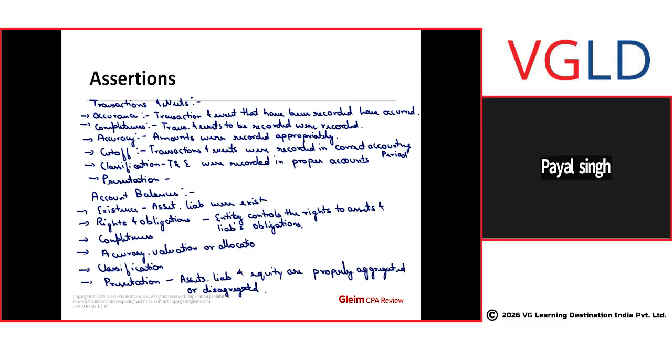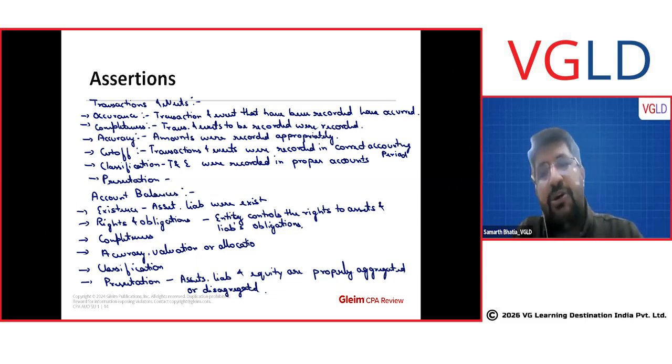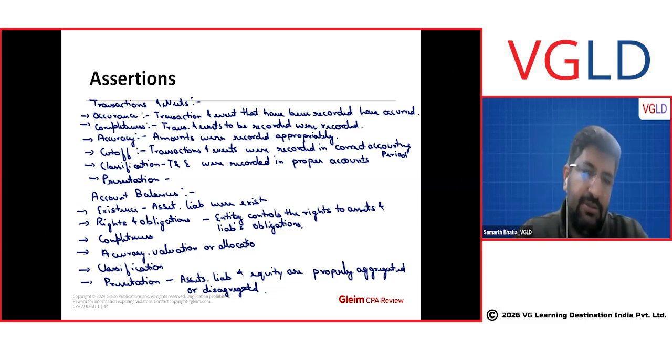What is meant by classification in that? Classification as in short term or long term or something else? Classification means I'm talking about the proper accounts. Anything related to PPE should be recorded in PPE only, property, plant, and equipment. It should not be recorded in some other assets. Any liability that is mainly related to a long-term obligation should be part of that only. That is a classification.